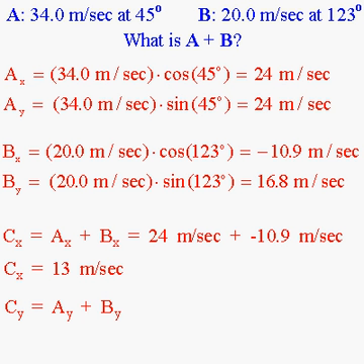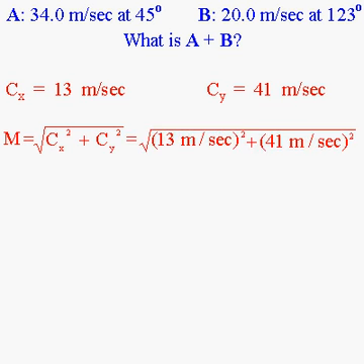Well, to get the magnitude, we take the square root of the x component squared plus the y component squared. That's the square root of 13 meters per second squared plus 41 meters per second squared. That turns out to be 43 meters per second.